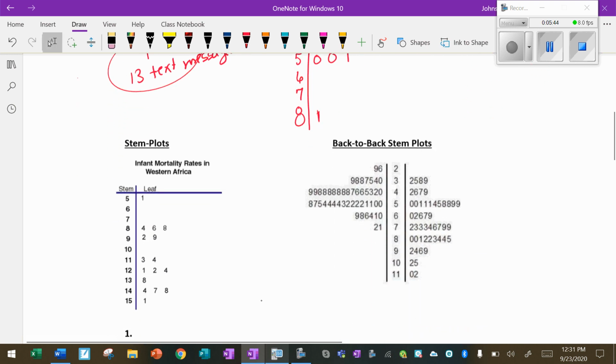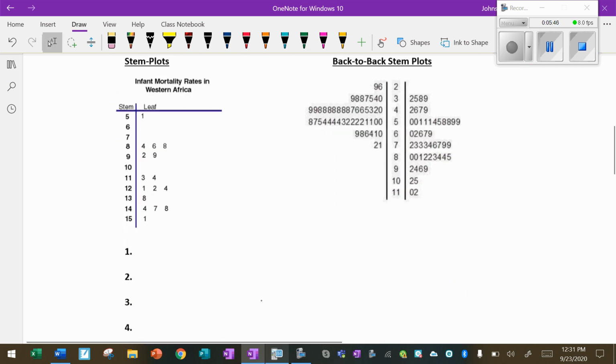So down here is another example of stem plots on the left, and on the right we have back-to-back stem plots. You're going to see these coming up next week. We use these when we want to compare two distributions of data. Let's say you had data from males and females, or from Penfield High School and Fairport High School, and you wanted to compare those sets of data.